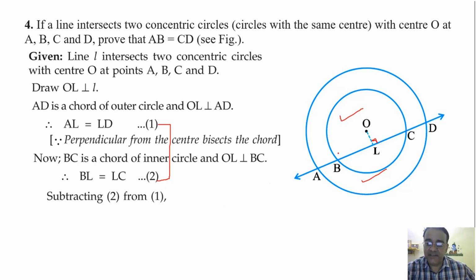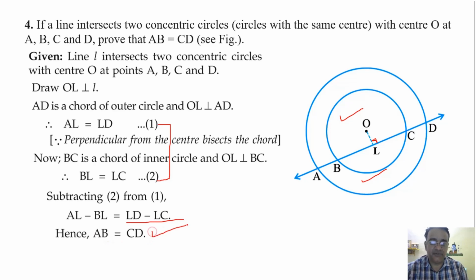Now we have to subtract these two equations. So AL minus BL, what will you get? AB, right? And DL minus CL, CD, right? So this is the proof. Any doubt? No, sir.